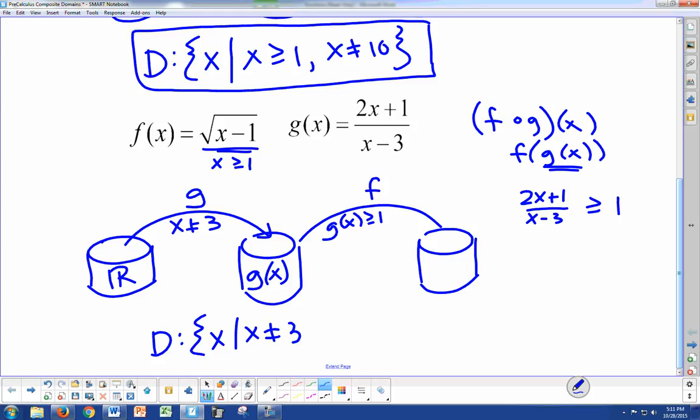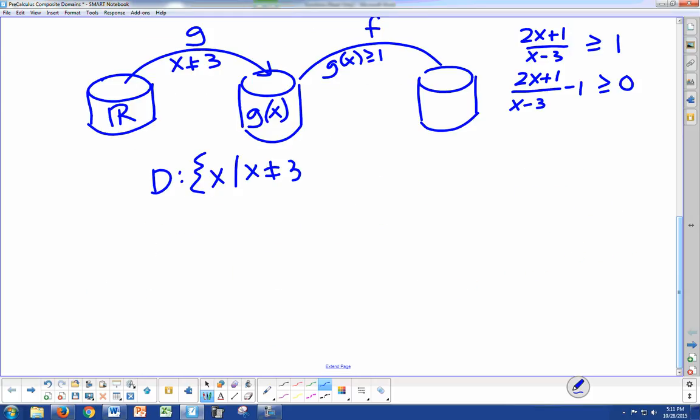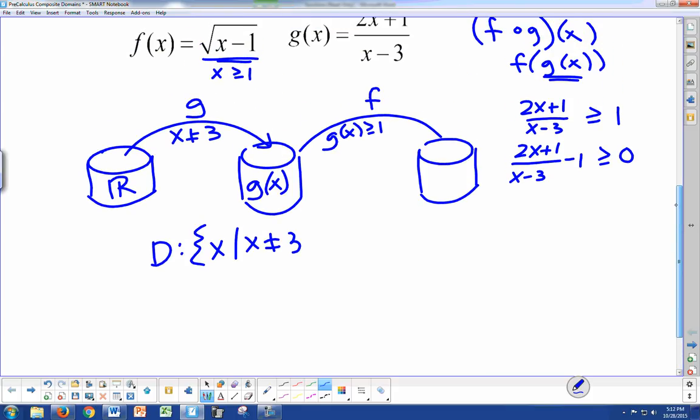In this case, you can't really work this unless you have a 0 on the right-hand side, so we're going to have to write this out as 2x plus 1 over x minus 3 minus 1 greater than or equal to 0. There's a little bit more work to be done in this problem. Slide this back up just a bit, because we've got to bring this together as one fraction: 2x plus 1 over x minus 3 minus x minus 3 over x minus 3.